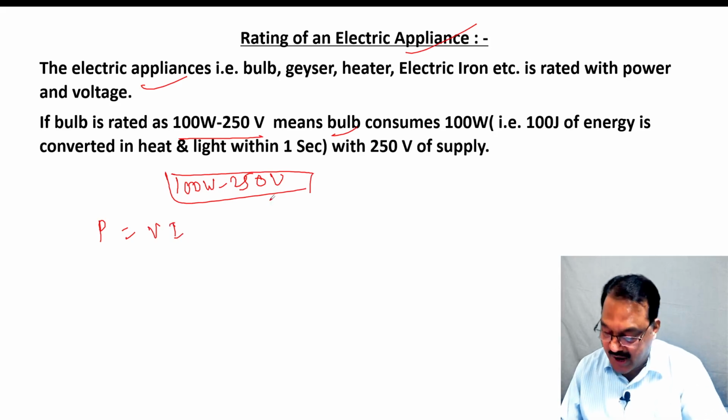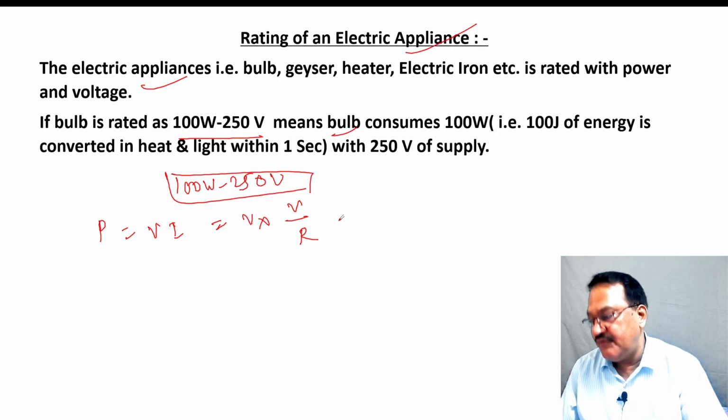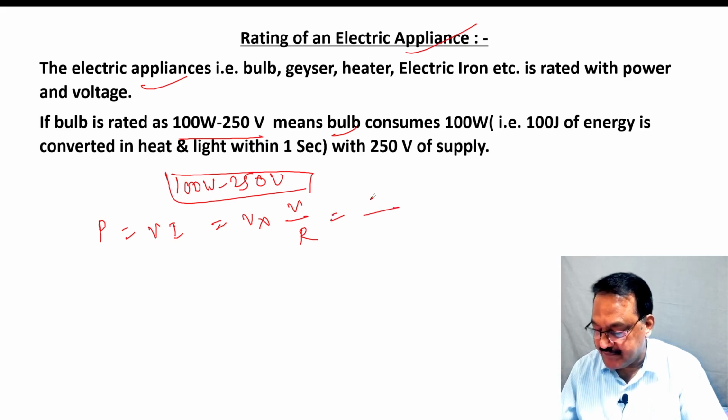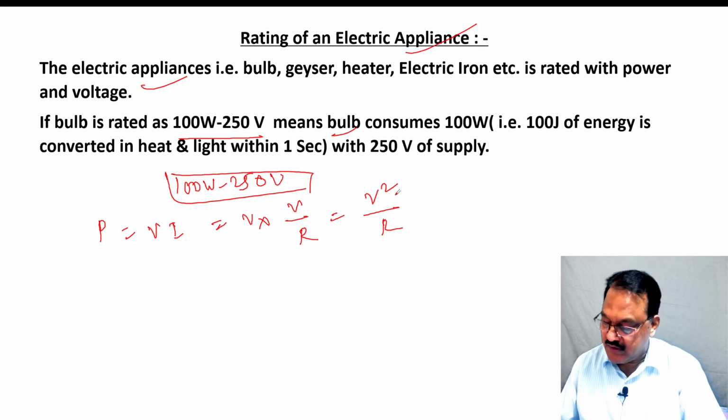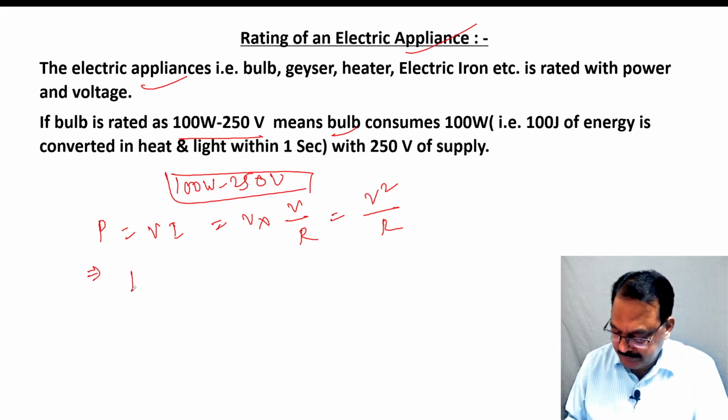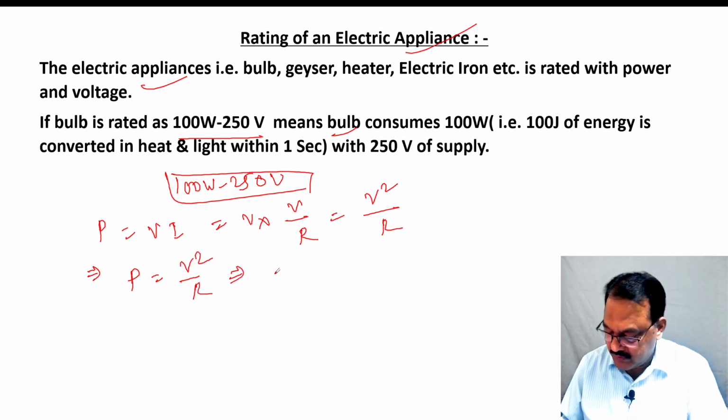In place of I, what can we write as per Ohm's law? V into V by R, because we have to calculate the resistance value of the filament. So we can write V square by R. P is equal to V square by R. Let me write once more: P is equal to V square by R. So we can write R is equal to V square by P.